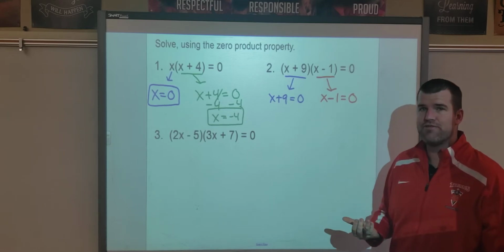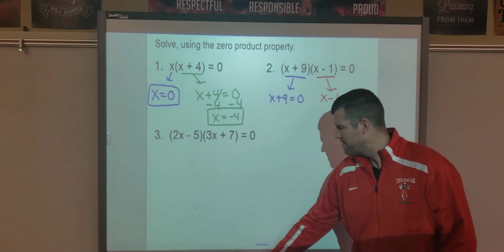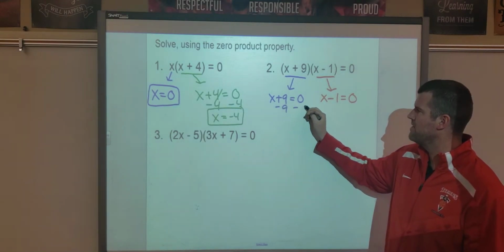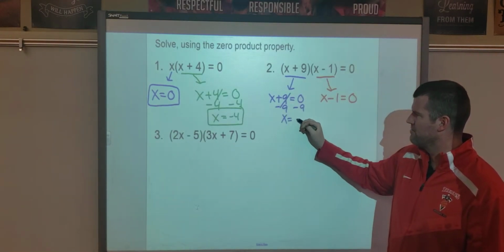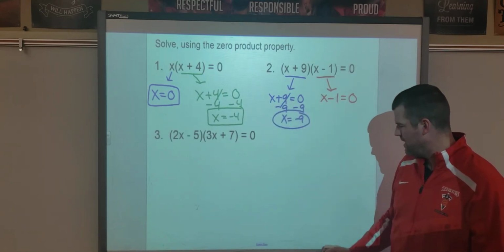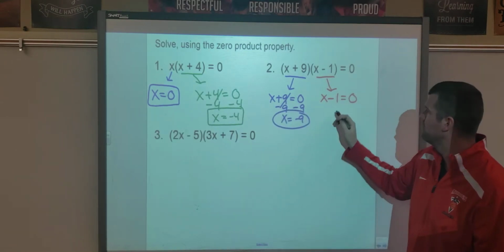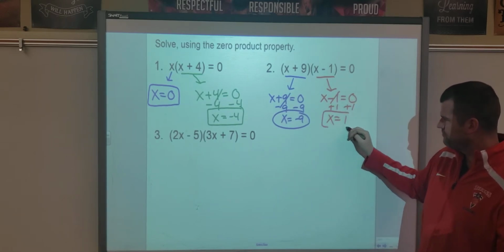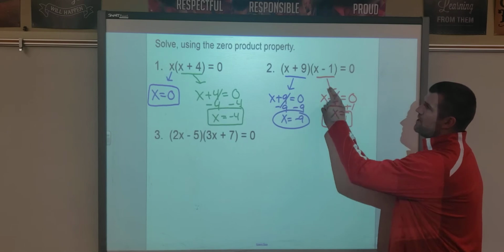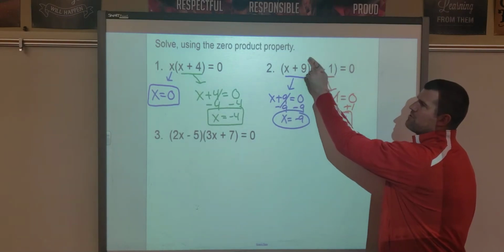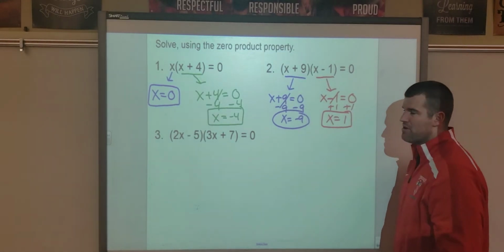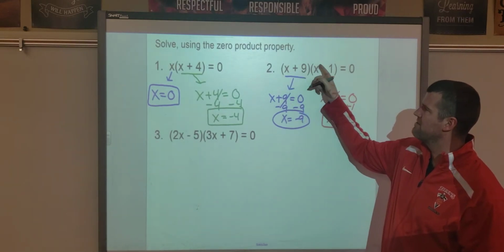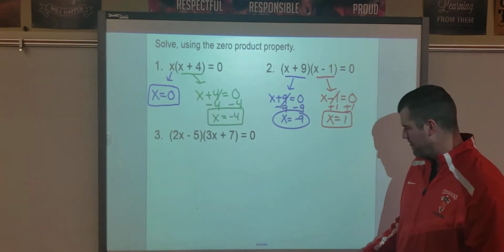I know one of those two factors is going to become 0. So to find my solutions, I just solve this problem. Subtract 9, x equals negative 9. And then my second solution will be x equals 1. So again, if I plug in 1, 1 minus 1 is 0. 0 times that binomial will always be 0. Or if I plug in negative 9 plus 9 is 0, and 0 times that will be 0.